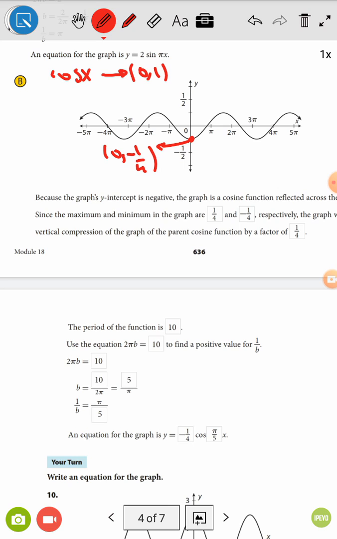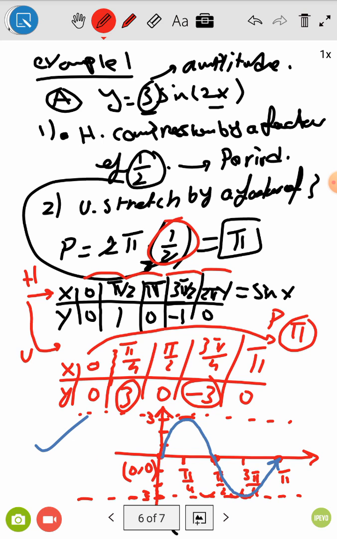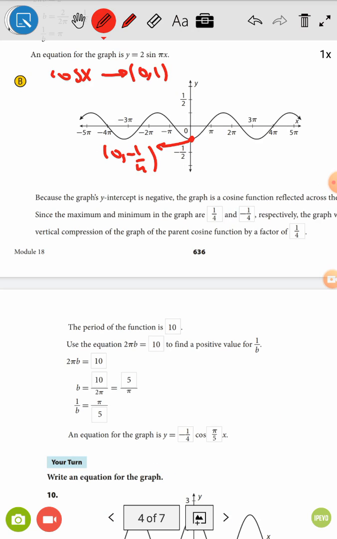So we can write y equals A cosine 1 over B x. Now it's important to get the B. Okay, I told you before, it's so easy to discover it. You just need to find the distance between two maximum points. Now look at this one and look at this one.